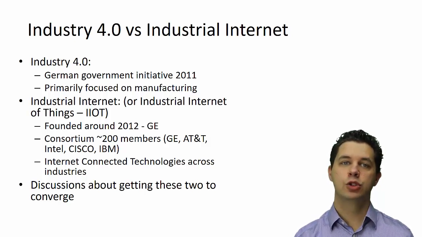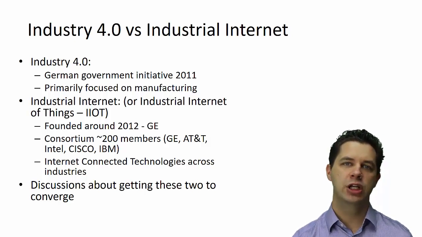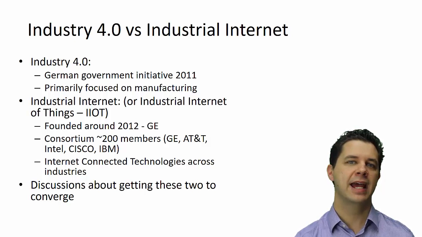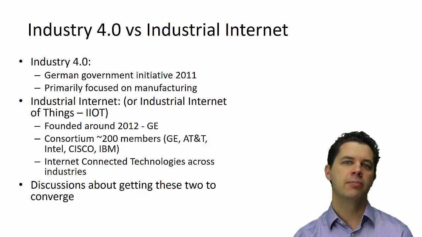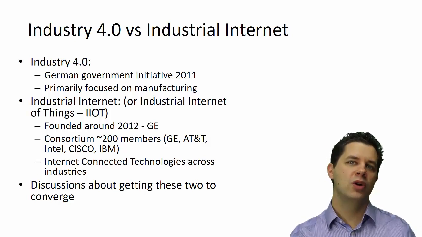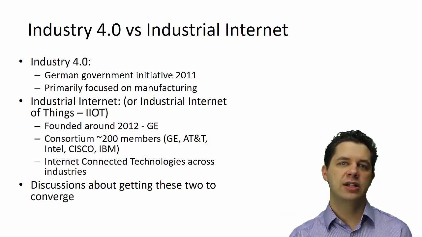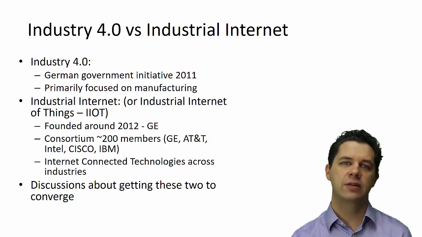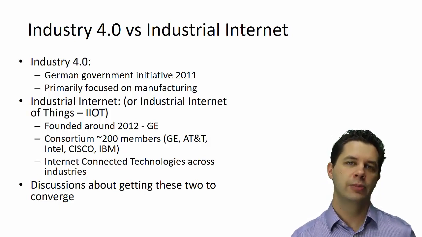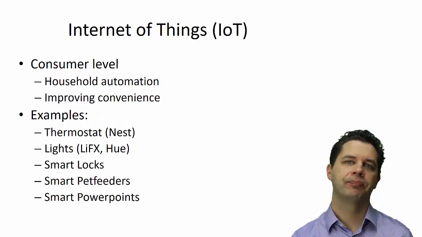A consortium consisting of over 200 different members from around the world came up with the Industrial Internet of Things just a year after. So GE was one of the lead companies in this, but there's other big players like AT&T, Intel, Cisco and IBM. And their focus was not just on manufacturing, but producing something that can go across the board in any industry to utilize that data and utilize these different technologies to get the same sort of gains that we could in our manufacturing industry. And so now there's discussions at very high levels trying to get these two different ideas to converge and use similar technologies and similar terminology so that we start heading in the same direction rather than having two really good competing ideas.